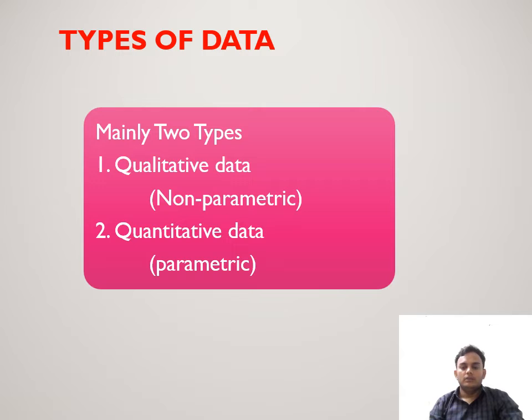Now, types of data. There are mainly two types of data. First is qualitative data and second is quantitative data. The tests conducted for qualitative data we call non-parametric tests, and for quantitative data, we call the test a parametric test.